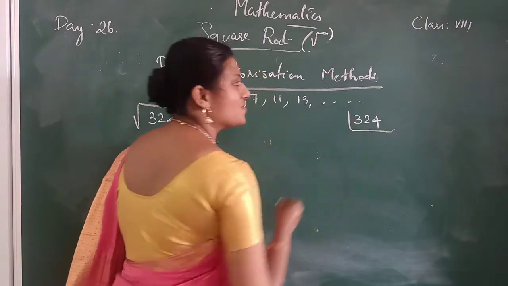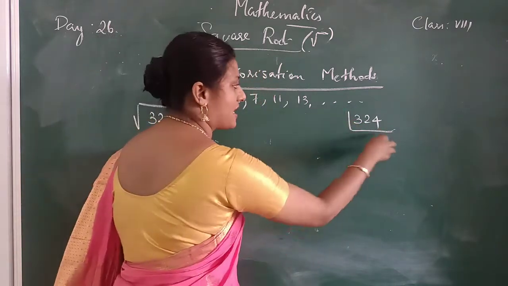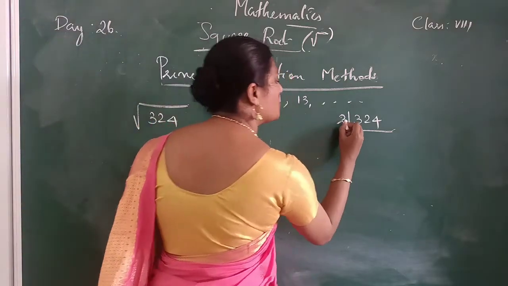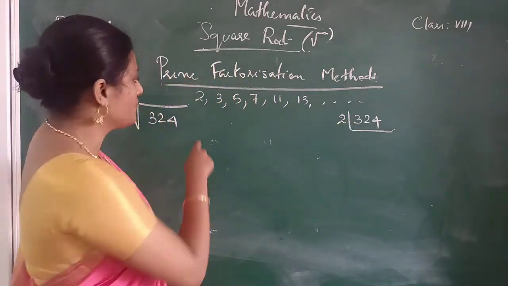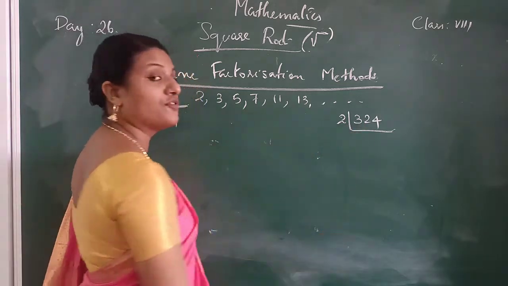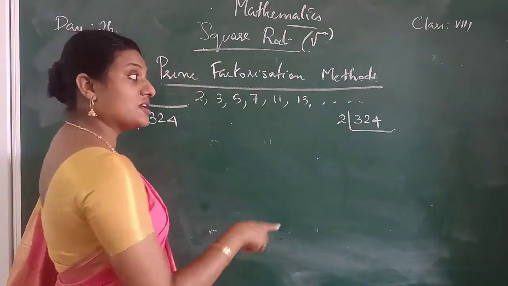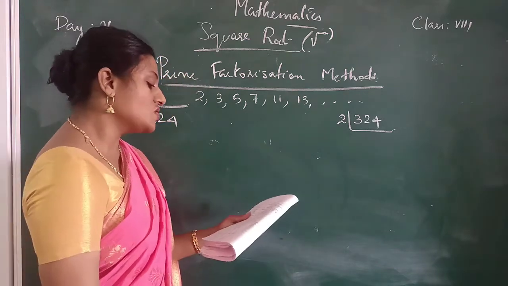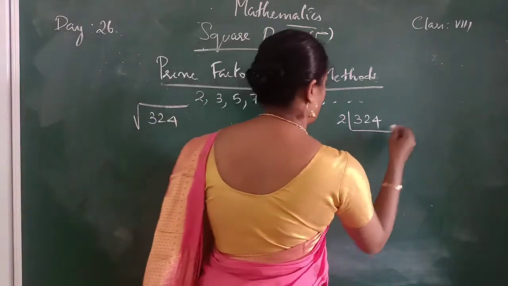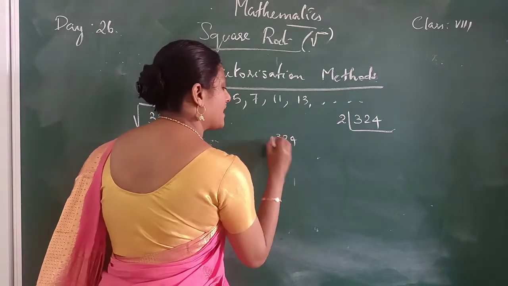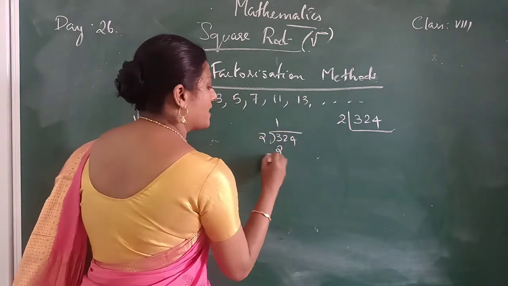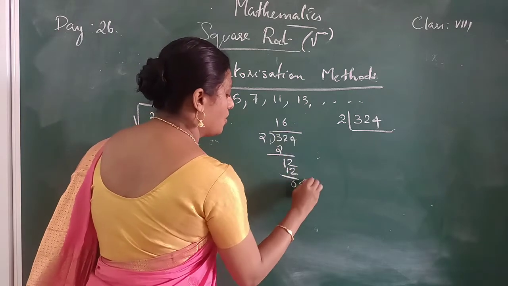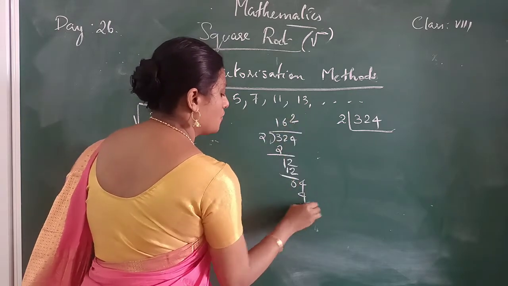This is the division sign for prime factorization. You can divide 324 by 2, because the first prime number is 2 and 324 is an even number. Wherever you see an even number, you can divide that number by 2. So 324 divided by 2: 1 times 2, 12, 6 twos are 12, 0, 4, 2 times 4, 0.